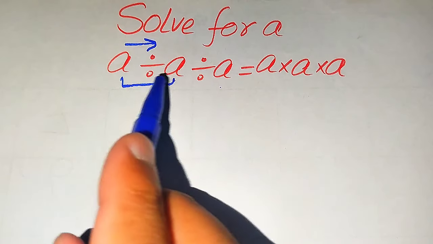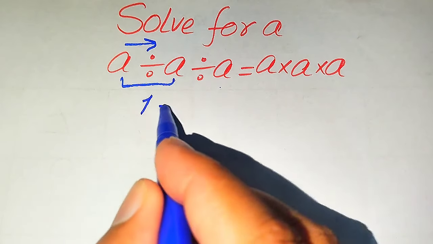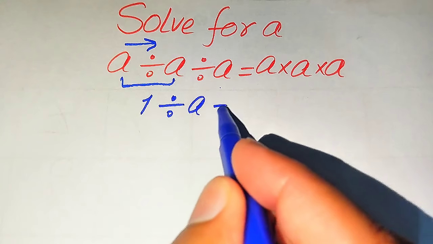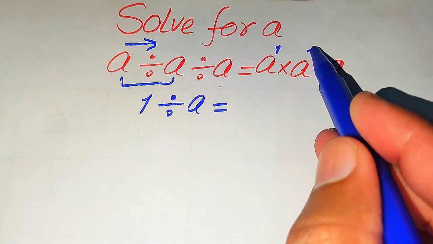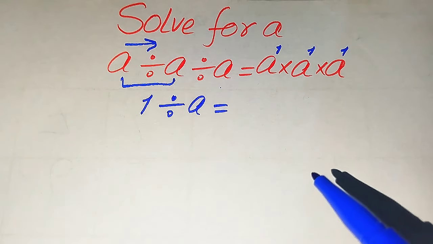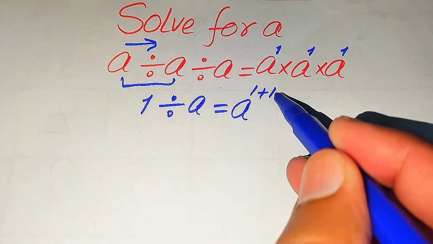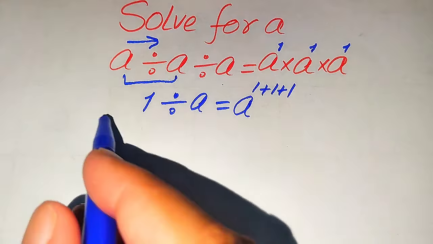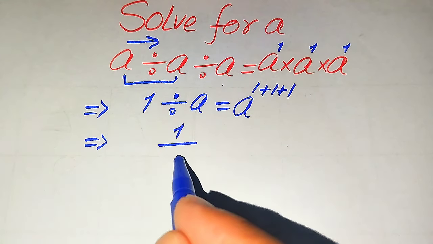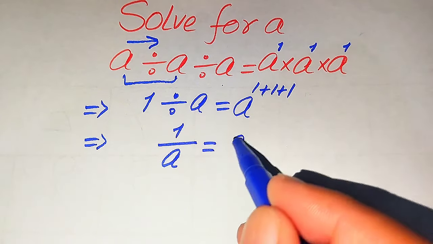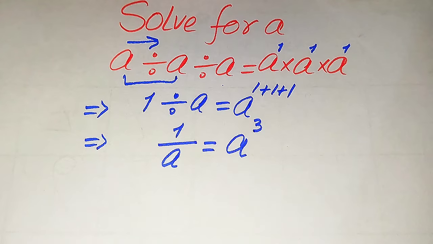So here when we divide these two values, these are the two same values. After division we get 1 divided by a equals, here you see that a is multiplied 3 times, and each a has exponent 1, so it means that we add all of the exponents, so it becomes 1 plus 1 plus 1. And the left hand side, 1 divided by a, we write as 1 over a equals a to the power of 1 plus 1 plus 1, which becomes 3.